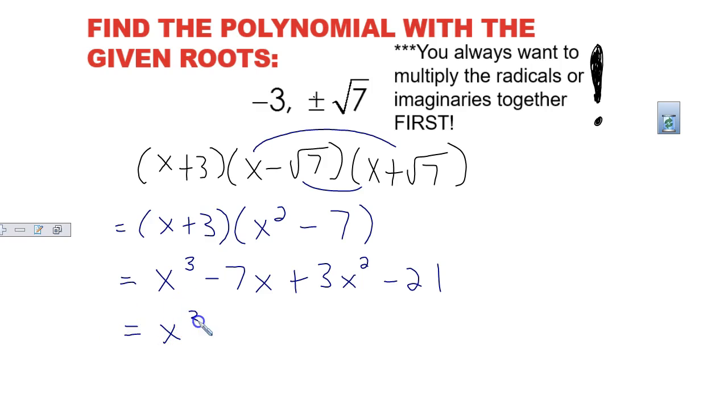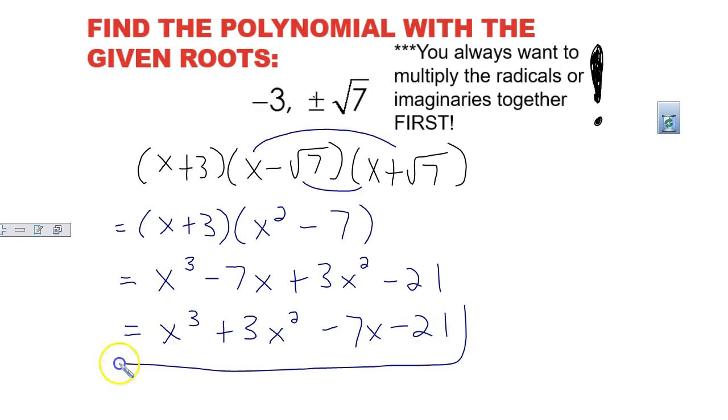Now with this problem, they're not in the right order, but I don't have any like terms to combine together, so I just want to put them in order from greatest to least. So we'll start with x to the third plus 3x squared minus 7x minus 21. That is the order that I wanted. That is my final answer. I have 3 roots here, 1, and then the positive and negative. I have a degree of 3 for my polynomial, so I probably did some things right there.